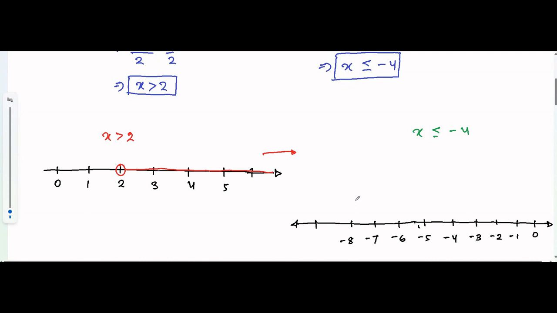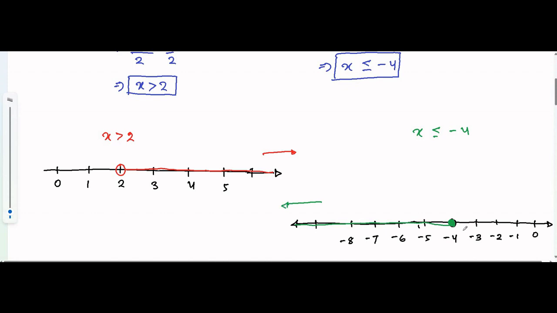The convention says that when it is included in the solution, you highlight it with a darkened circle, let's use the green ink. When it is not included, you highlight it with a hollow circle. Then for less than minus 4, to the left of minus 4, a solid line like this. It goes on and on.